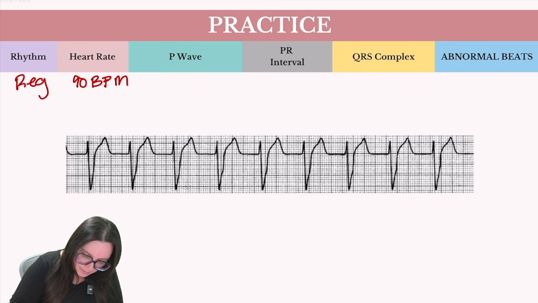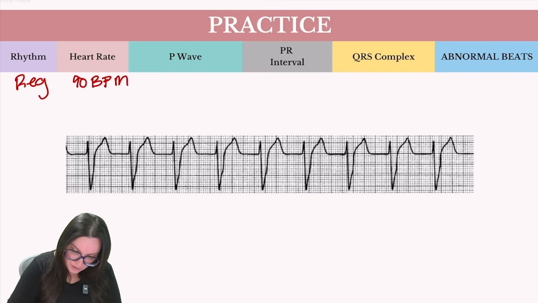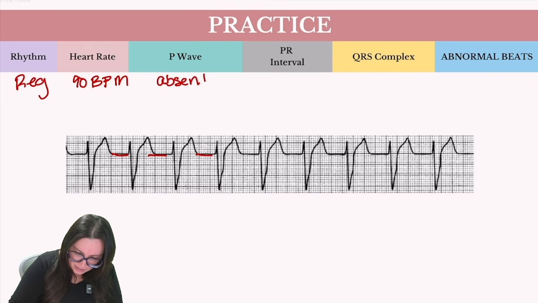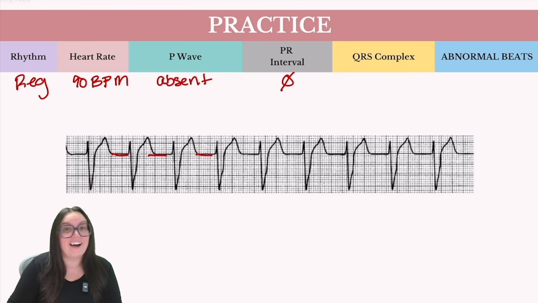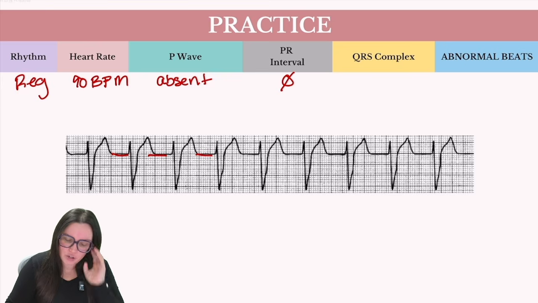Next up, do I have any P waves? Not that I can see. Everything before our QRS complexes are pretty flat, right? So we're going to say that we have absent P waves, which means we're not going to have a PR interval. And then our QRS complex, is it narrow, normal, or big, wide, and ugly?